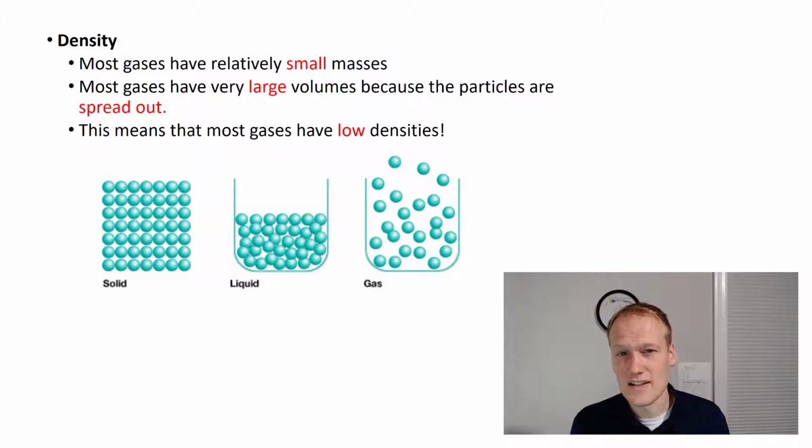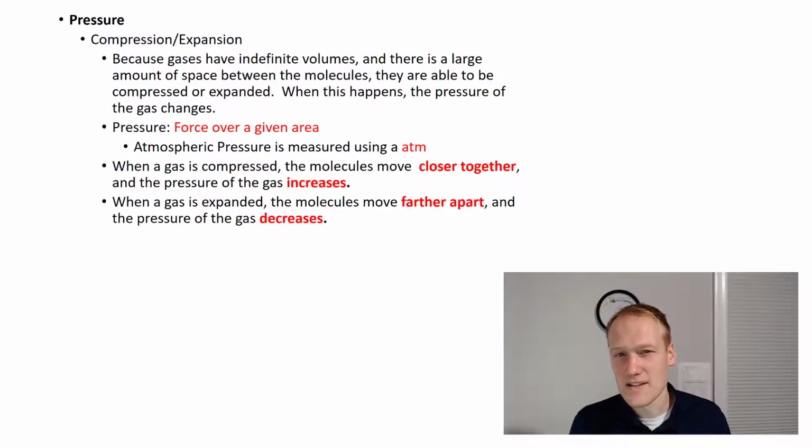Alright, let's get into some things we can measure about gases. The first thing is density. Just like with solids and liquids, we can do mass over volume and figure out the density of a gas. And what you'll find is that gases are a lot less dense than solids and liquids. This should make a lot of sense because they take up really large volumes and they spread the particles way out. Another thing we can measure about gases is pressure.